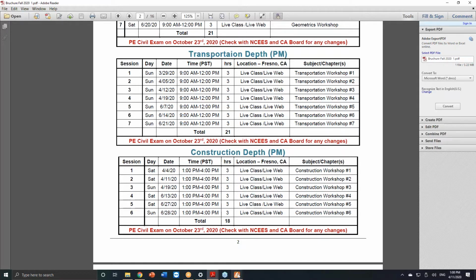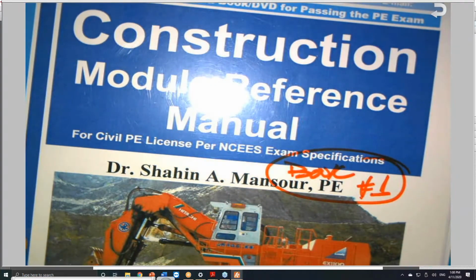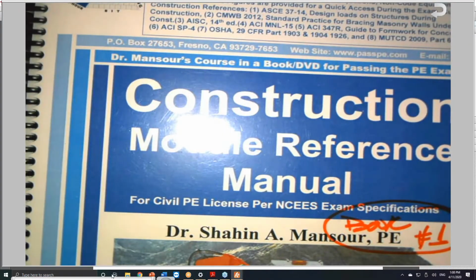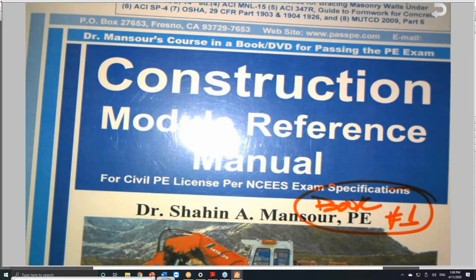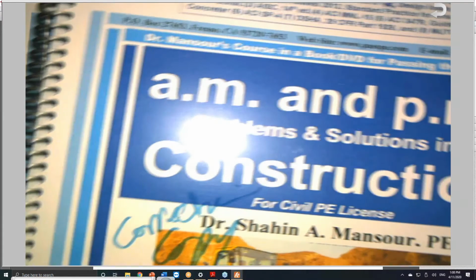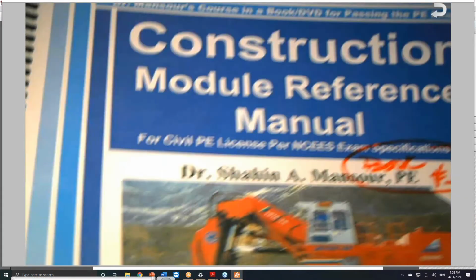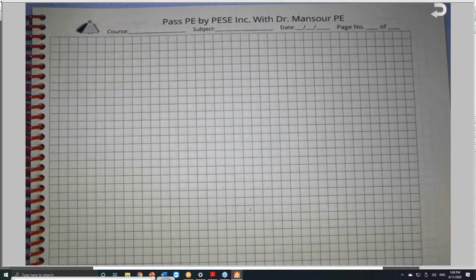Again, normally I refer to my books, because this is the material that I'm using for my construction reference manual. And there's another book called AMBM, Problems and Solutions in Construction. I did my best when they came up with the construction exam way back in 2008. I came up with these books and I keep modifying and updating them, and I hope they will help you, like helping thousands of engineers since 2008.